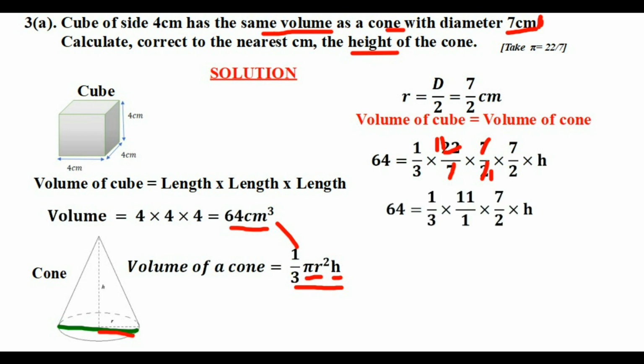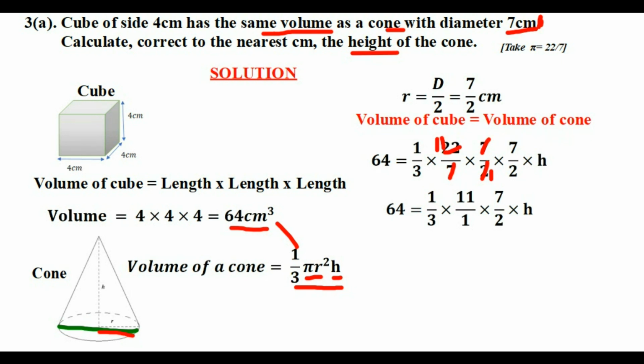That is fine. As you can see, in the above equation we have 11 left, and we have 1 here, 11 over 1. We have 1 over 3, 1 over 3 here, and we have this one crossed out. We have 7 over 2 here, 7 over 2 here, multiplied by the height of the cone, everything equal to 64, which is the volume of the cube, and we have been told that the volume of the cube is equal to the volume of the cone.